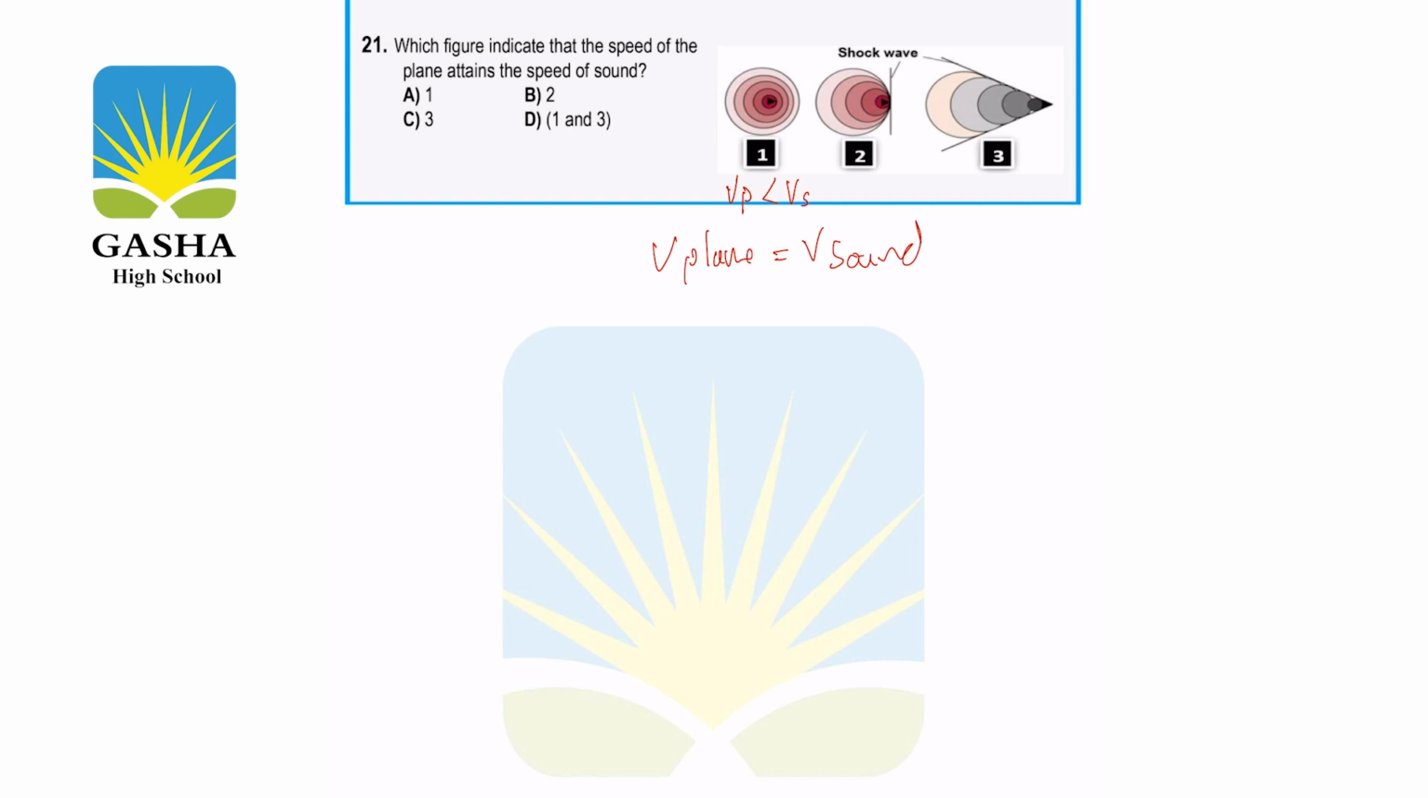In the second one, as you can see, a shock wave is produced, a barrier is produced, which is this barrier. This barrier is produced when the speed of the plane attains or equals the speed of sound. So figure number 2 is the correct answer. What about the last one? The last one, which is the shape of a cone, occurs when the speed of the plane is greater than the speed of sound, and in this case, the plane is going to break the sound barrier. So in this case, B is the correct answer, which is figure number 2.